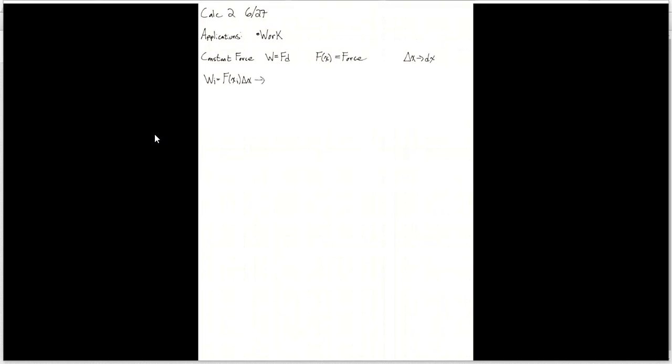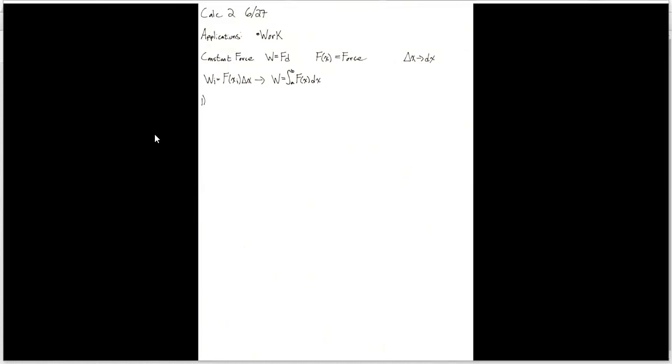So this guy turns into our integral here from a to b, our f of x dx, right? So it looks like a pretty simple integral. I think this is the easiest of the applications. So let's go ahead and start looking at number 1.